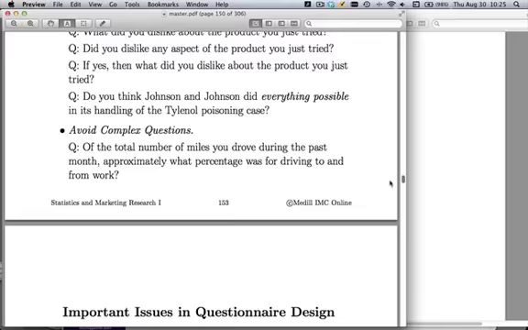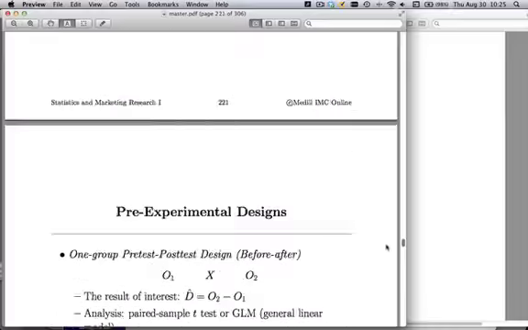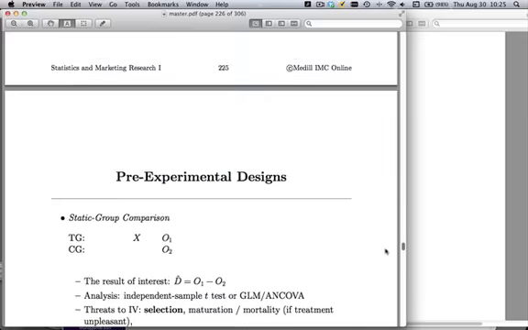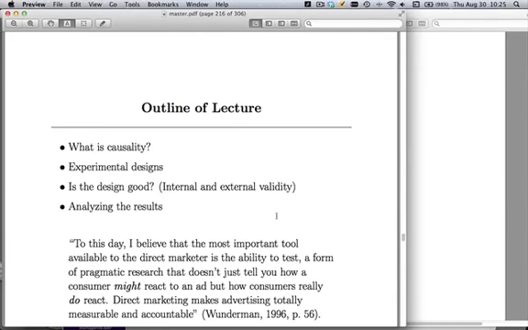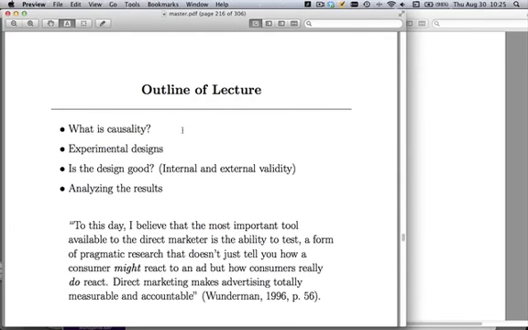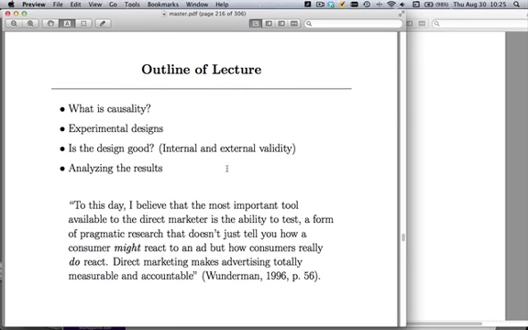So let's see. We'll talk about causality in general. The way to get good proof of causality is to do some sort of experiment in a very general sense. So we're going to talk about experimental designs. Then we're going to talk about evaluating experimental designs. Are they good or bad? And then how do you analyze the results of an experiment?